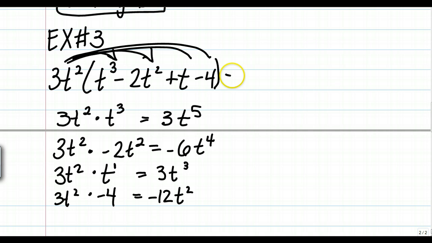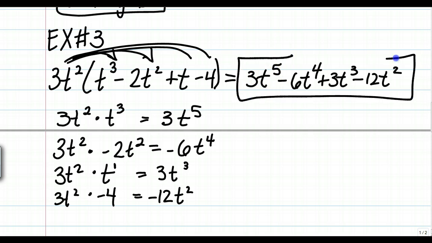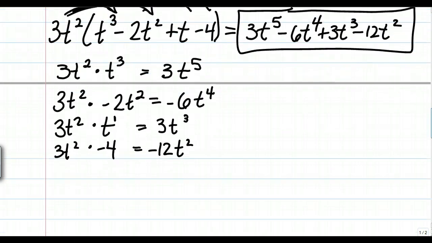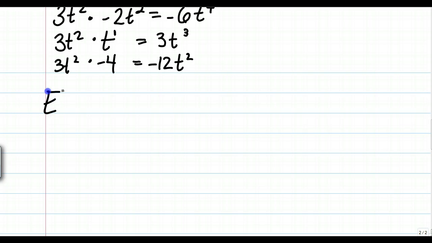So my final answer when I write this out is 3t to the fifth minus 6t to the fourth plus 3t to the third minus 12t squared. And this is in descending order. 5, 4, 3, 2. So we're good. We wrote it in the correct format. Let's go to example number 4.